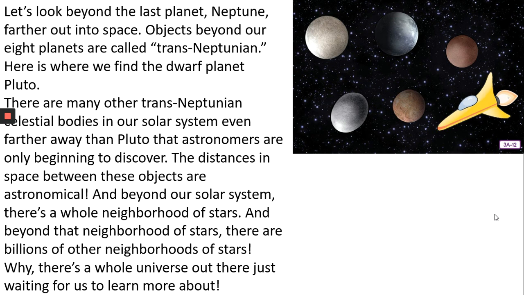Let's look beyond the last planet, Neptune, farther out into space. Objects beyond our 8 planets are called trans-Neptunian. Here is where we find the dwarf planet, Pluto. Still a planet to me, but okay. There are many other trans-Neptunian celestial bodies in our solar system, even farther away than Pluto, that astronomers are only beginning to discover. The distances in space between these objects are astronomical.